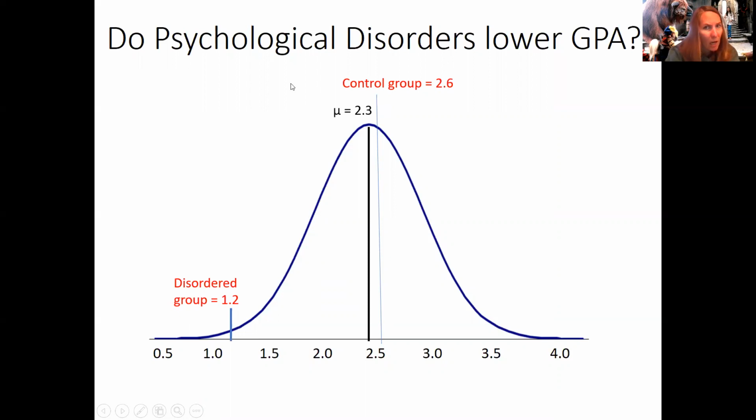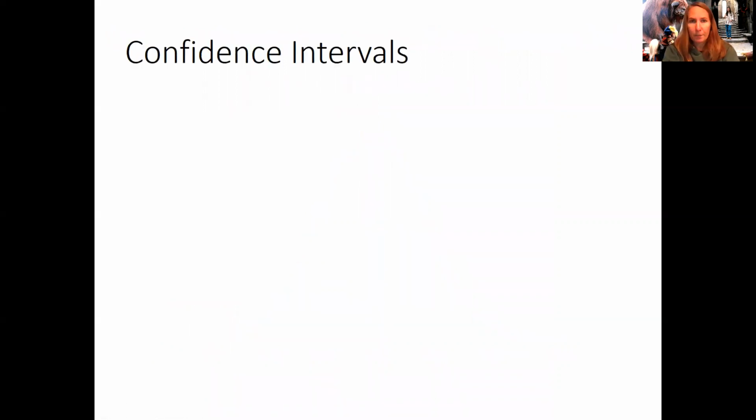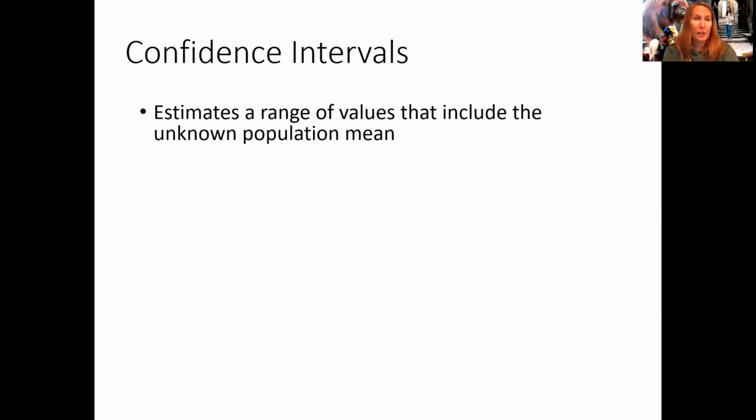Now, again, most of the time we're not going to actually know what the population mean is. So what SPSS does is it estimates it for us. And that's where confidence intervals come in. Confidence intervals tell us with 95% confidence that the real population mean is within a certain range.